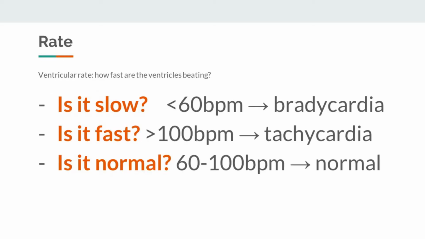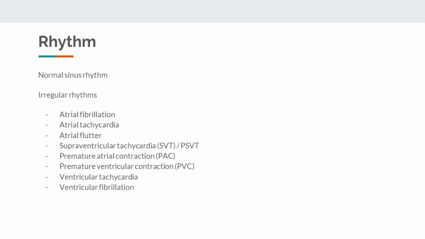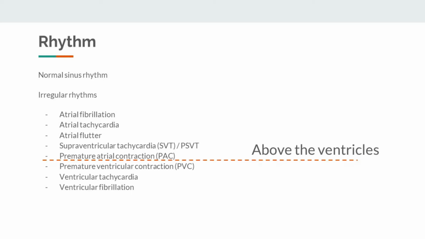So that's rate. Let's move on to rhythm, where we will spend most of our time today. While the heart can beat in many different rhythms, we will focus on some of the more common ones, including normal sinus rhythm, atrial fibrillation, atrial tachycardia, atrial flutter, supraventricular tachycardia, premature atrial contractions, premature ventricular contractions, ventricular tachycardia, and ventricular fibrillation. By and large, irregular rhythms or arrhythmias can be classified by whether they're originating from above the ventricles or from within the ventricles.